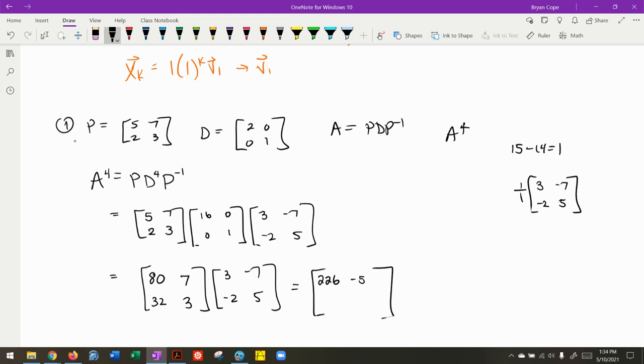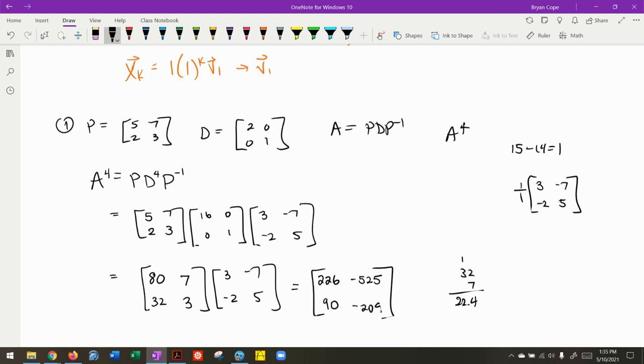80 times negative 7 is negative 560, plus 35 is negative 525. 32 times 3 is 96, 96 minus 6 is 90. And 32 times negative 7, oh boy. 32 times 7 is 224. So negative 224 plus 15 would be negative 209, right? Okay, moment of truth.